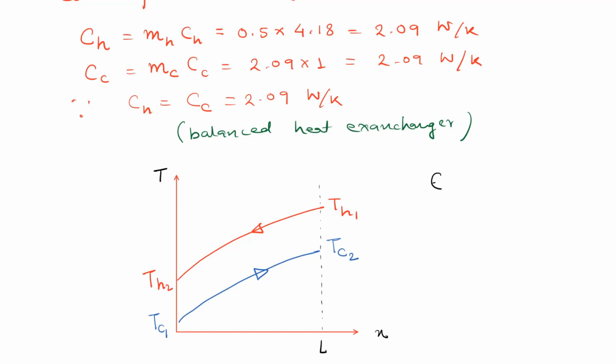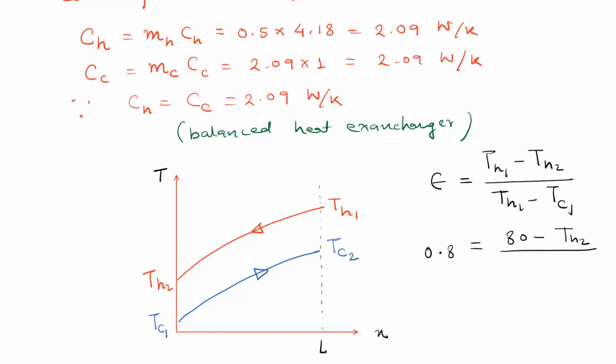Now the effectiveness of balanced heat exchanger is given by TH1 minus TH2 divided by TH1 minus TC1. The value is given 0.8 effectiveness, which is equal to 80 minus TH2 upon 80 minus 30. These values are again given in the problem. So from here we can find the exit temperature of hot fluid, that is equal to 40 degrees Celsius.